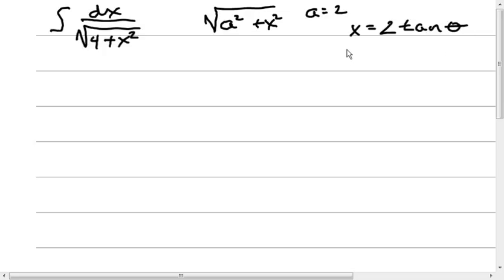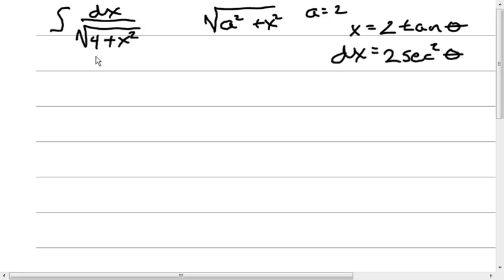You'll notice here we've got a dx. We can't forget about that. We're going to need a dx. If we make this substitution, we have to differentiate 2 tangent theta, and we get 2 secant squared theta. So far, so good.